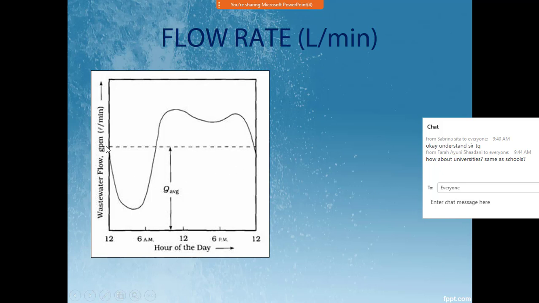Okay, from that pattern we can see the Q average. Q is the flow. So the average value, it's not the P, we have the peak value and we have the average value. Both values are important in the design process. So we look into two values: the Q average and the Q peak.